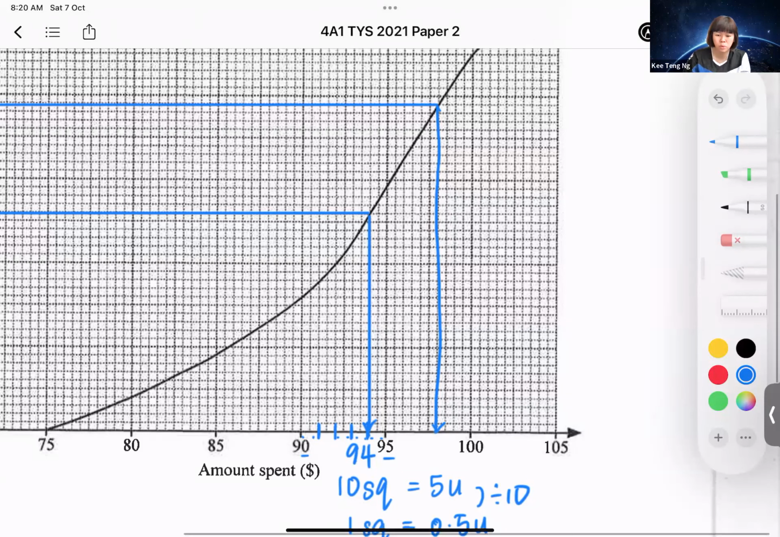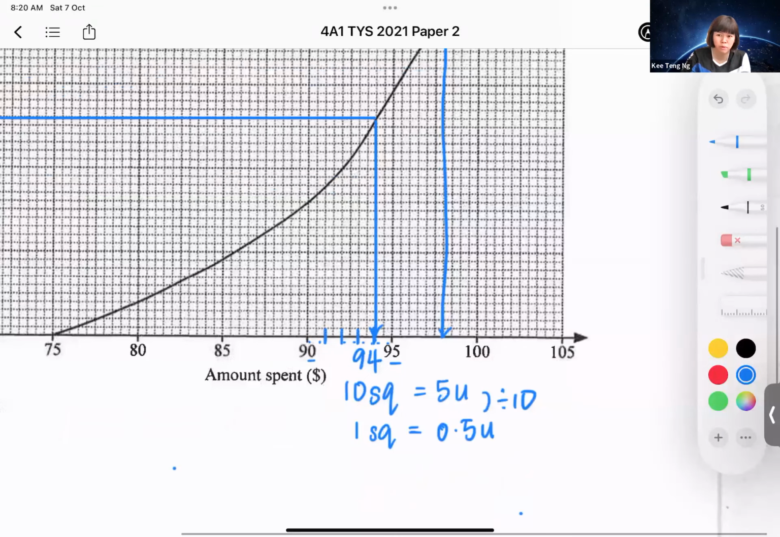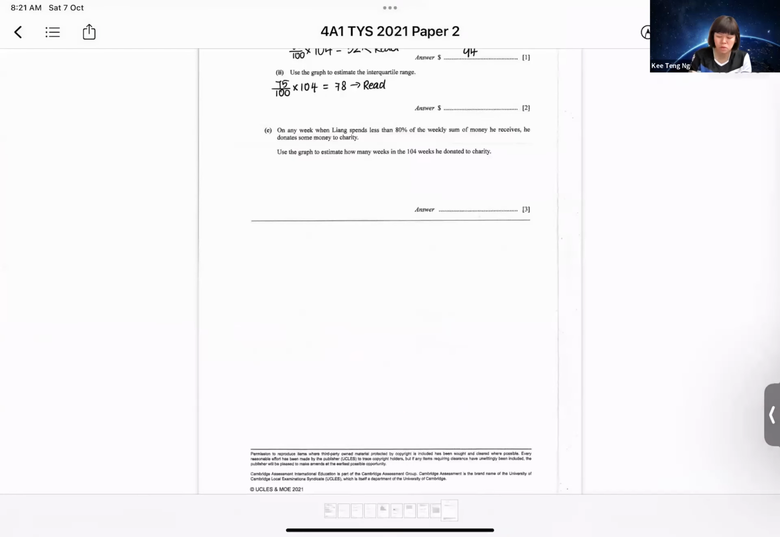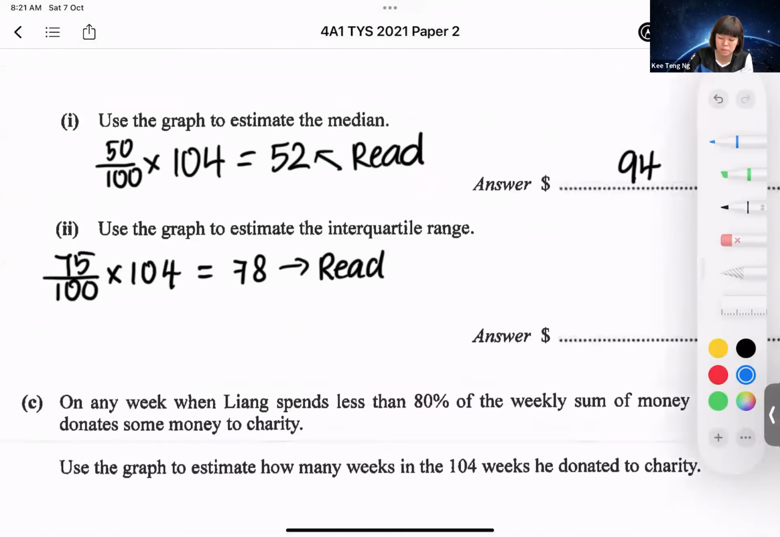Now, how do you read the squares? Remember, one square is 0.5 unit. That means 2 squares will be 1 unit. 95, 94, 96, 97, 98. So my upper quartile is the number 98. Okay. Next question. So I go back to my part. My upper quartile is the number 98.